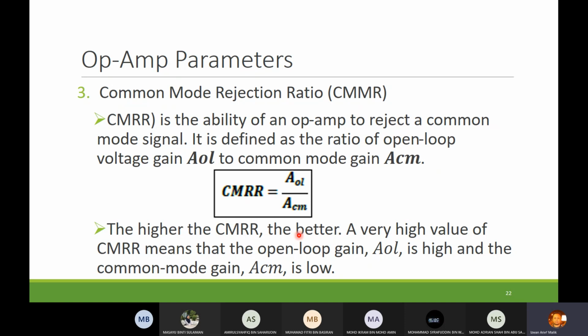So the higher the CMRR, the better the op-amp. The high value of CMRR means that the open loop gain AOL is high and the common mode gain ACM is low. Okay, so atas lagi besar daripada yang bawah, so kita akan dapat nilai CMRR yang tinggi.